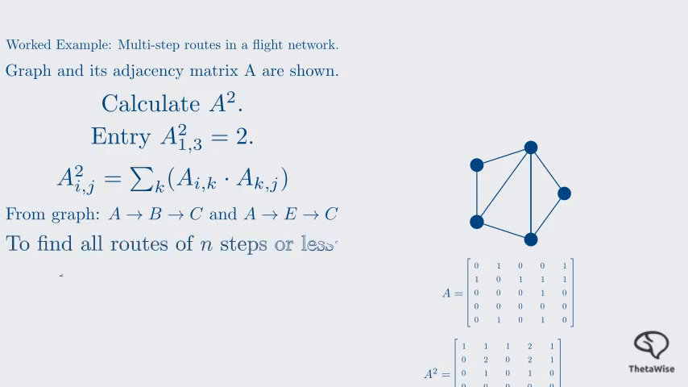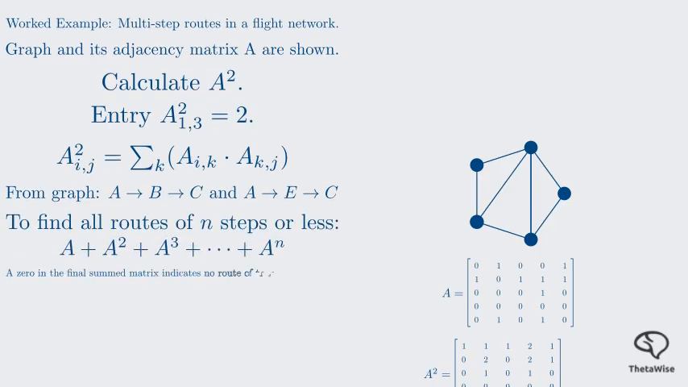To find all routes of n steps or less, you can sum the powers of the matrix up to n: A plus A squared plus A cubed, and so on. A 0 in the final summed matrix indicates no route of that length or less.